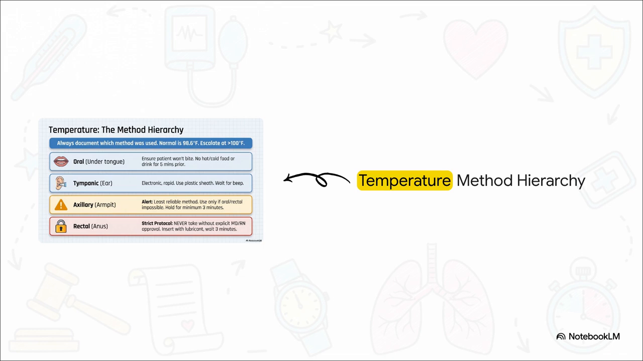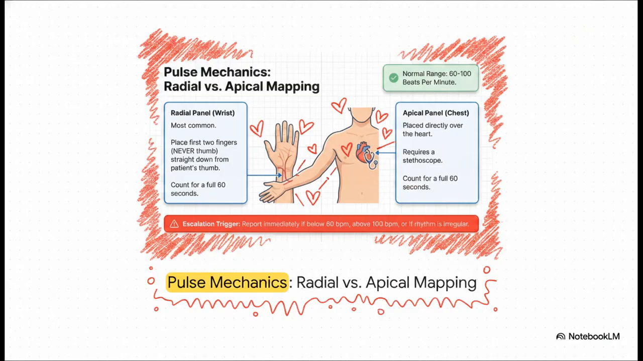Axillary, or the armpit, is your least reliable method. Honestly, only use it if the first 2 are absolutely impossible. And then look at the strict protocol at the bottom. Rectal. You never, ever take a rectal temperature without explicit, direct approval from an MD or an RN. No exceptions. Moving to the pulse, I really want you to feel this.